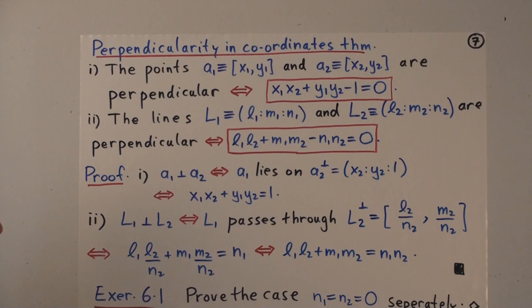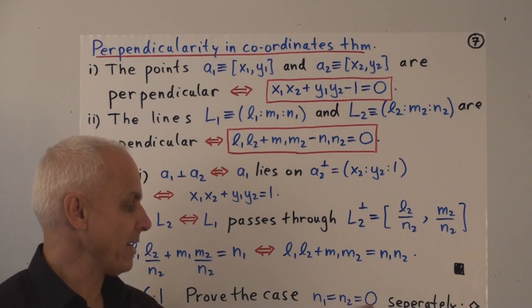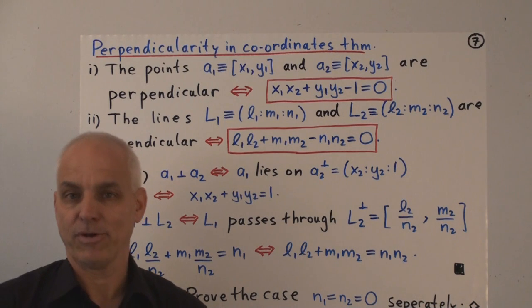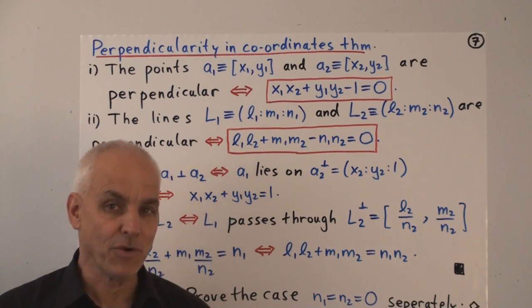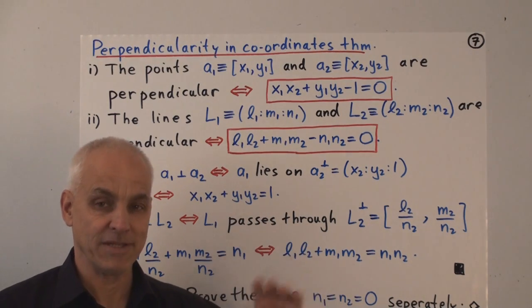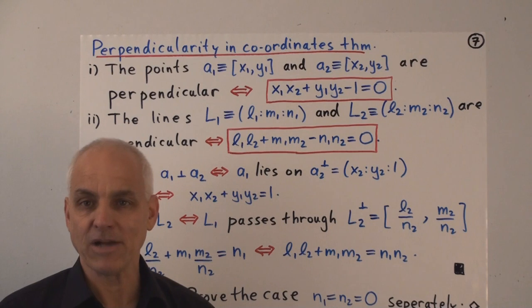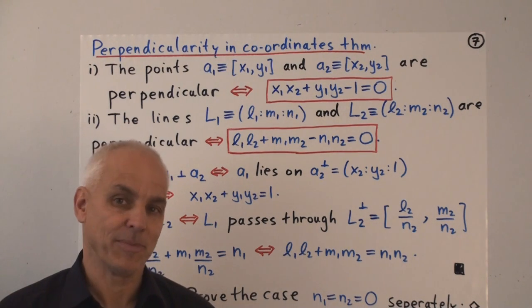So as an exercise, prove the story in the case when both N1 and N2 equal 0 separately. Later on, when we go to the projective point of view, this kind of special finicky fussing around about whether something's 0 or not is going to be much less of an issue. It's one of the reasons why we want to move ultimately to the projective point of view.